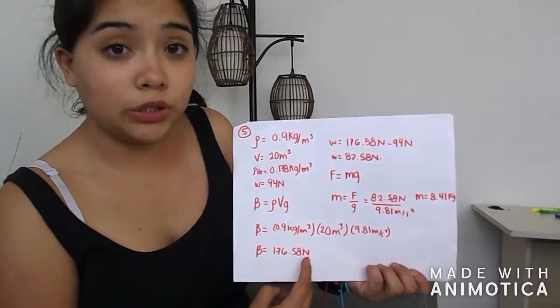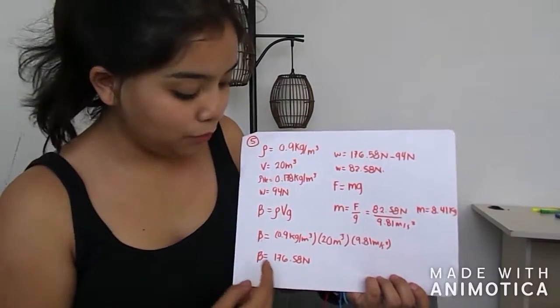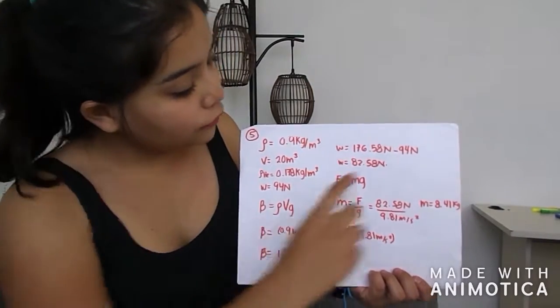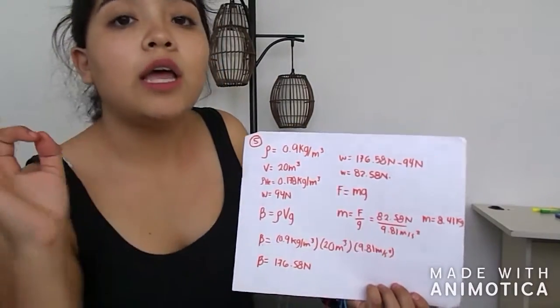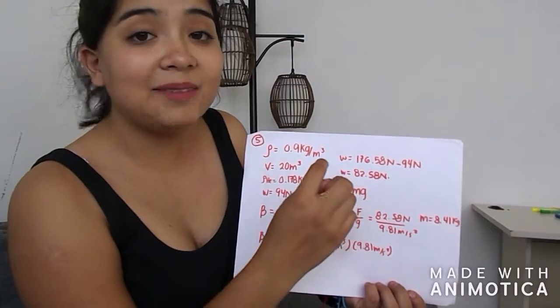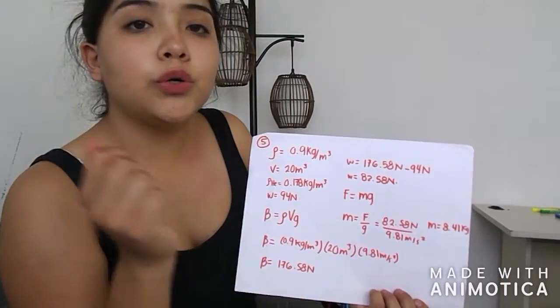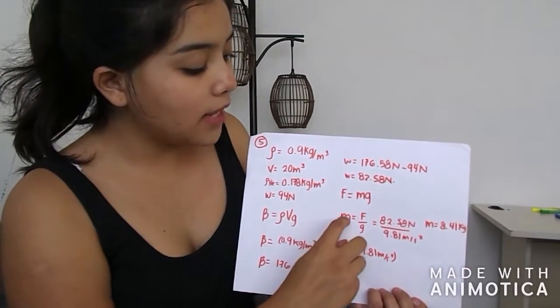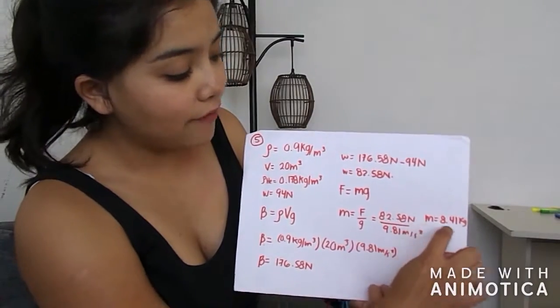And we have this result. Then we make a subtraction between the buoyancy force and the weight that we have, and we have this result. Then we need to use the formula of force, which is mass times gravity, and we need to clear out for mass, and we have force over gravity. We substitute our values and we have the mass.